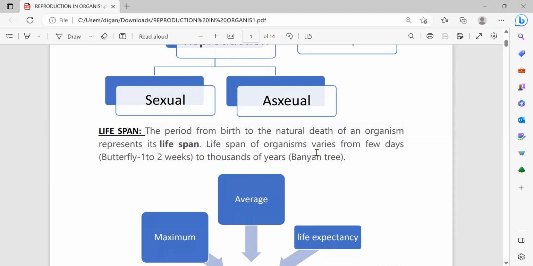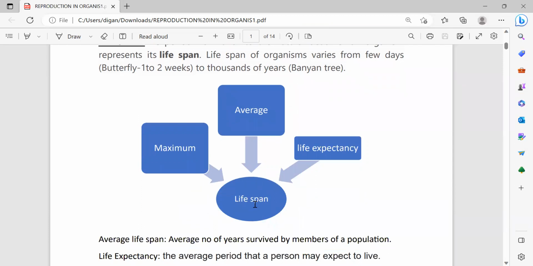Lifespan of an organism varies from a few days to thousands of years. Another important point you have to remember: lifespan never depends on the size of an organism. A small organism can also live longer than a big animal. Next, from lifespan three questions may come. First, what is maximum lifespan? Second, what is average lifespan? Third, what is life expectancy?